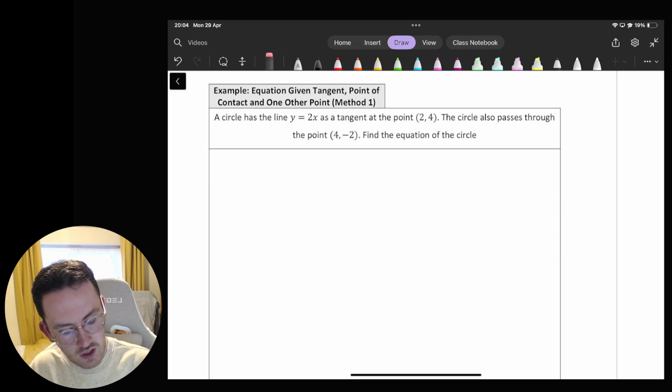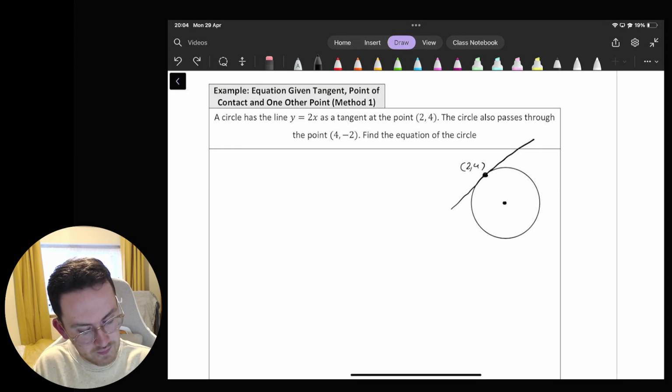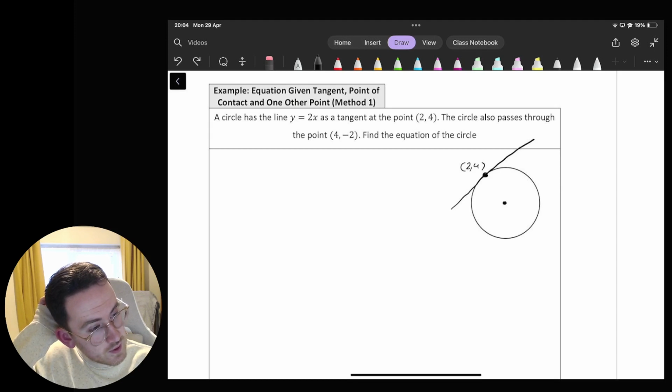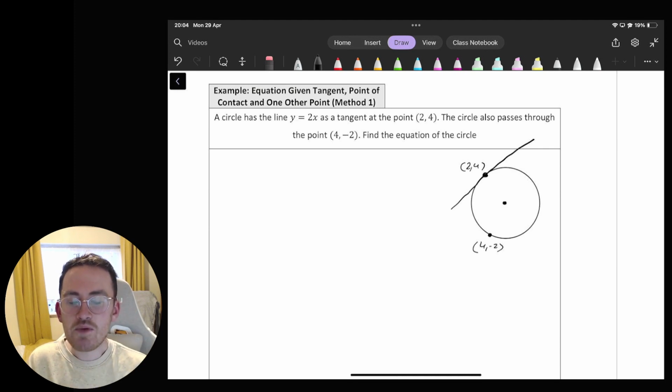So what we're looking at here is I have my circle, I have my line, which touches my circle at one point, which is the point (2, 4). I want to find the equation of the circle. I have another point, which is (4, -2). In terms of my question here, that could be literally anywhere. We might put it down here. And because I want to answer this geometrically, I'm going to be making use of what I know about chords, what I know about tangents, and all of that.